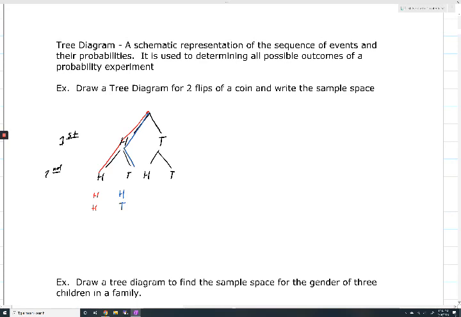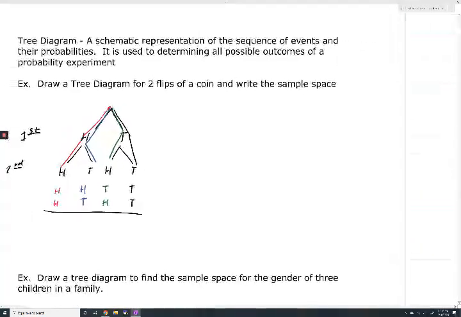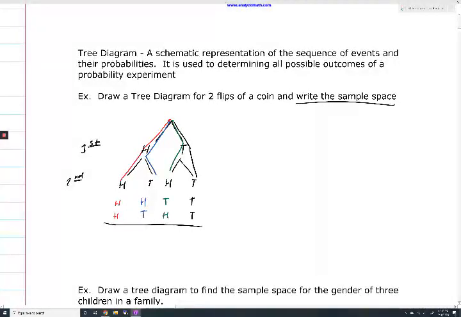You can see starting at the top, working my way down, I come up with all 4 possible outcomes. And so this tree diagram is a way of helping write my sample space. So then after we've done that tree diagram, we can write our sample space: heads, heads, heads, tails, tails, heads, tails, tails.